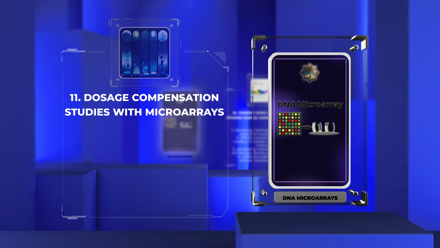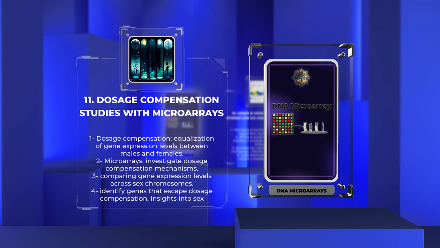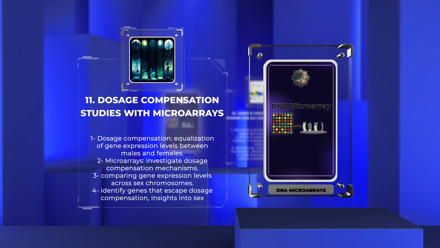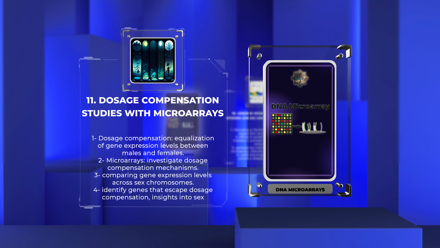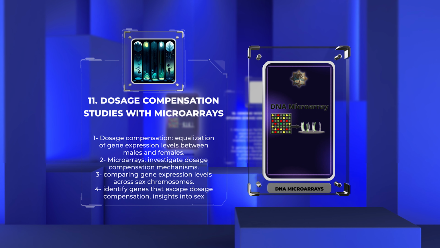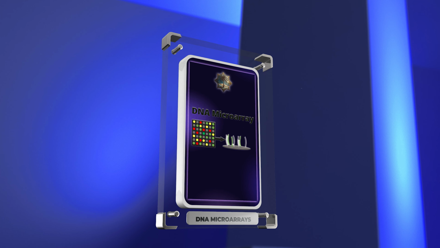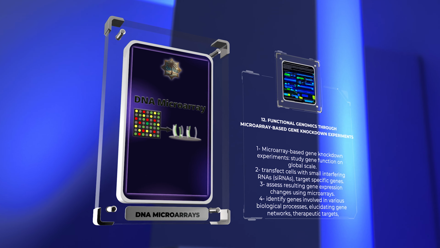Dosage compensation refers to the equalization of gene expression levels between males and females in species with sex chromosomes. Microarrays have been utilized to investigate dosage compensation mechanisms by comparing gene expression levels across the sex chromosomes. This approach allows the identification of genes that escape dosage compensation and provides insights into sex chromosome evolution and gene regulation.